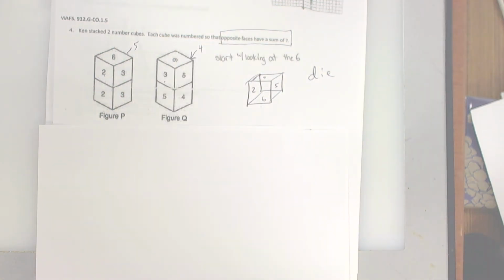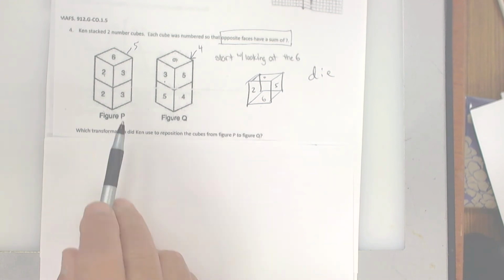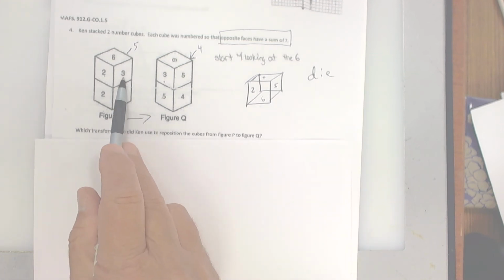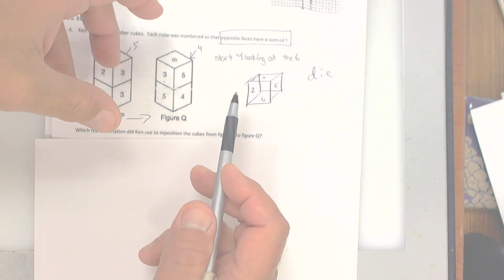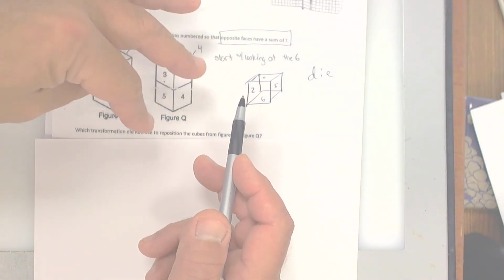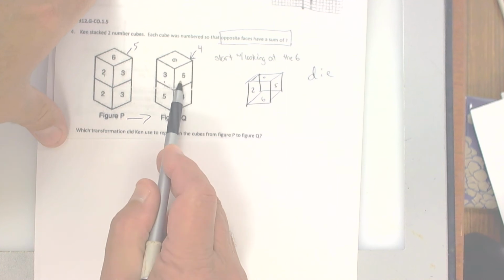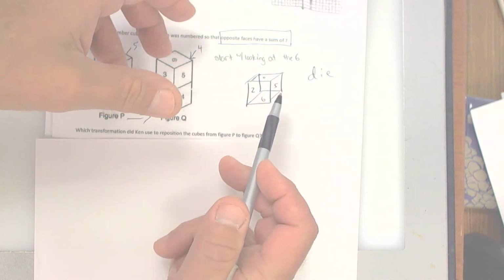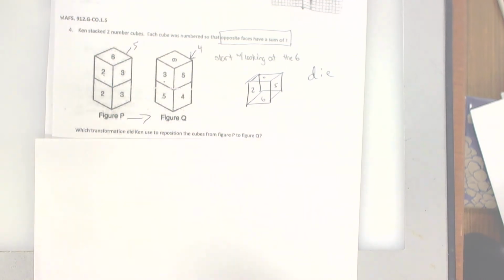Okay, so the question is, let's see what the question is. Which transformation repositions P to Q? So you're going from P to Q. And it's real important you understand that. So let me think about this. Okay, so it looks like they moved the 3 into this position, so they're turning it clockwise 1 click. You see, because that 5, which is in the back, is now going to be in the front. Okay, you got to visualize that.